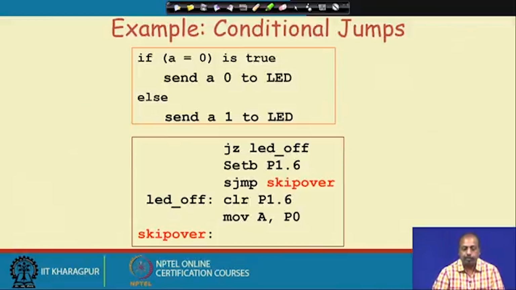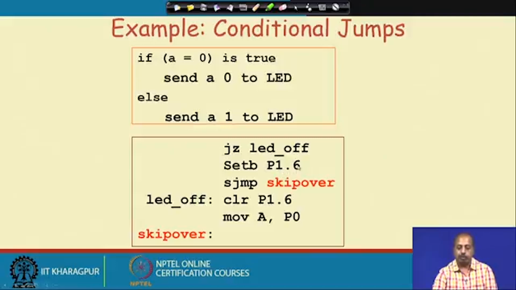LED off will turn off the LED. So, it will clear this port P1.6, assuming that the LED is connected to port 1's bit number 6. And then it will be SJMP to skip over. Otherwise it will come to this point, and it will set B. So, if it is not 0, then it will turn on the LED. That is the second part, the else part, coded here.